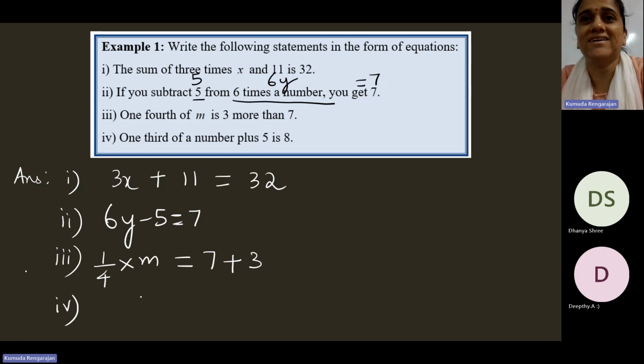Different words you're saying? If you're conveying the meaning, nothing. If you're giving the meaning, you will get marks. For example, for this one, instead of saying the difference of, you can also say for the second one, the difference between 6 times a number and 5 is 7.